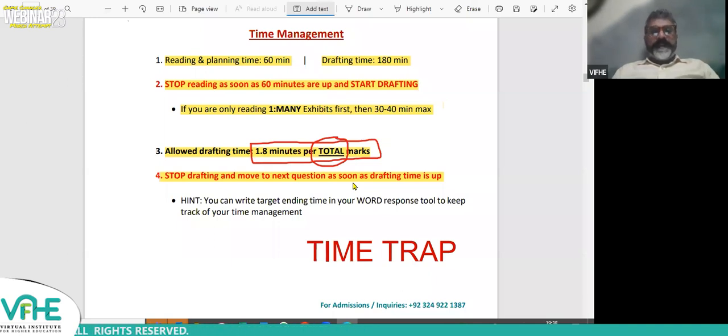You see, most people are stuck at 49. 49 may not necessarily be due to a time trap. It could be something else. All right, let's move on.